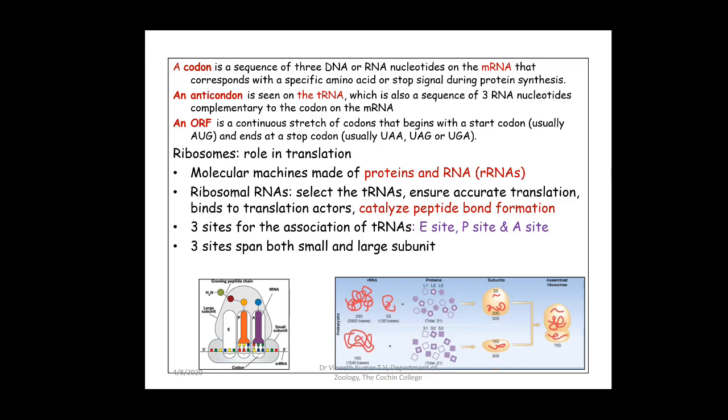The ribosomal RNAs are meant to select the tRNAs, ensure accurate translation, bind to translation factors, and catalyze peptide bond formation. So these are the functions of the RNAs present inside the ribosomes. They select the particular tRNA, they position the mRNA at the correct location, and they catalyze peptide bond formation. And coming to the structure, we'll see the structure in detail.